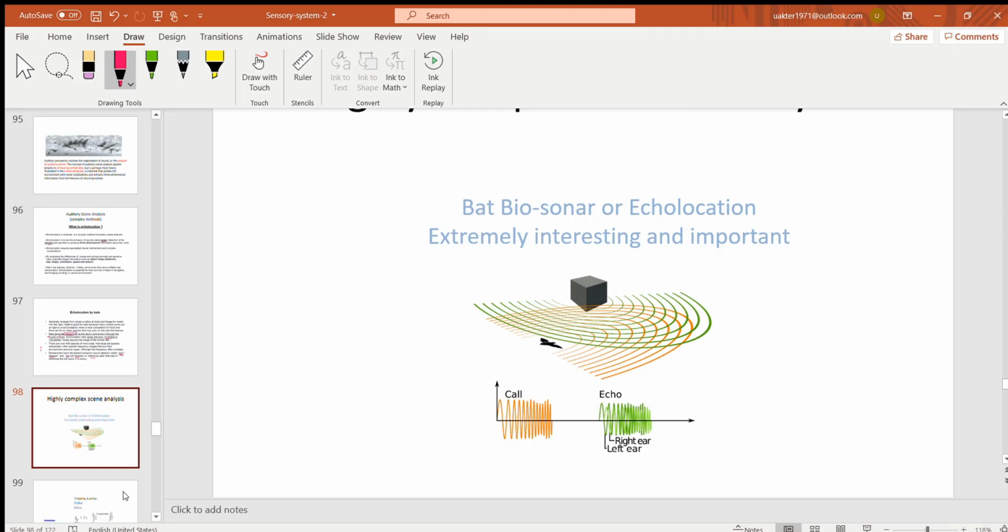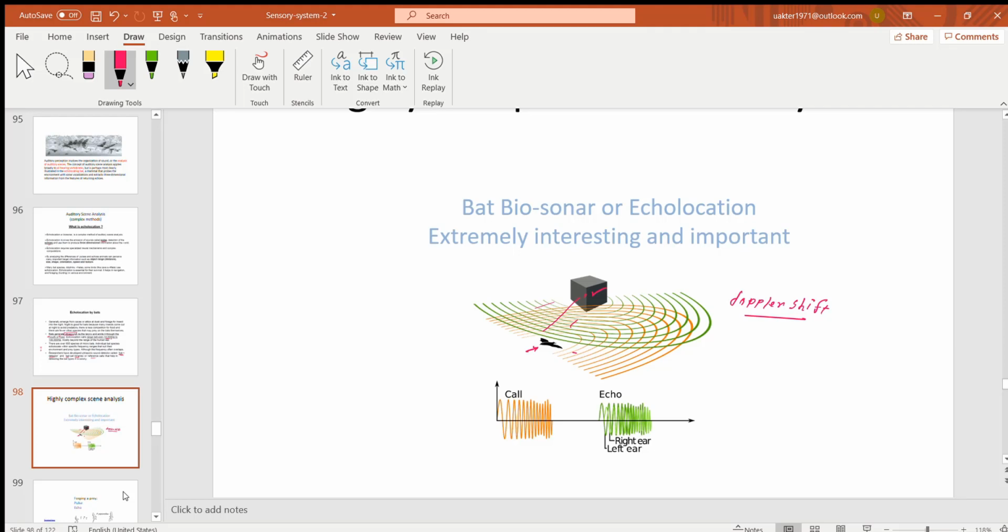So here you see that this bat is flying towards this object and sending the pulse. The pulse would hit the object and echo, the green lines, the waves return. Now, a term that is called Doppler shift. What is that? The sound waves can be compressed or expanded.